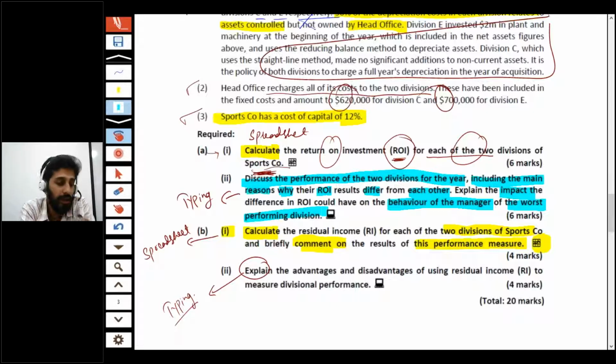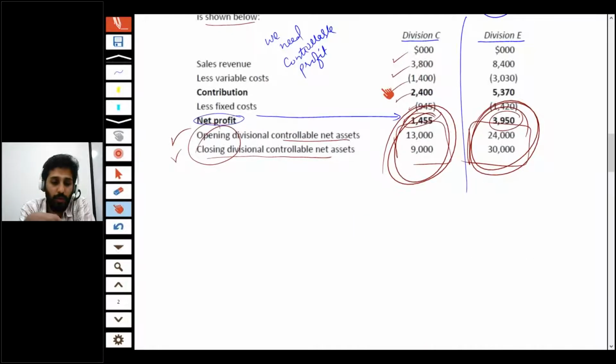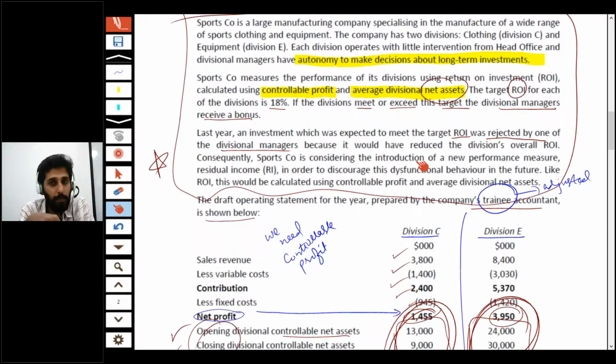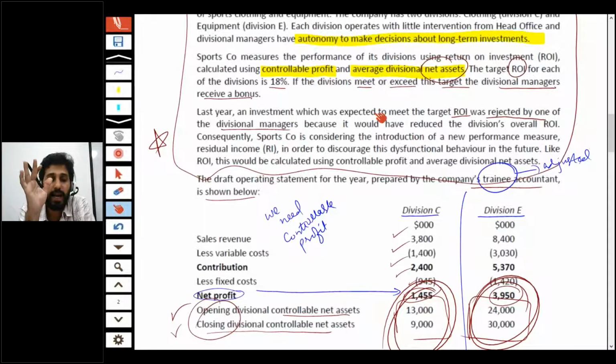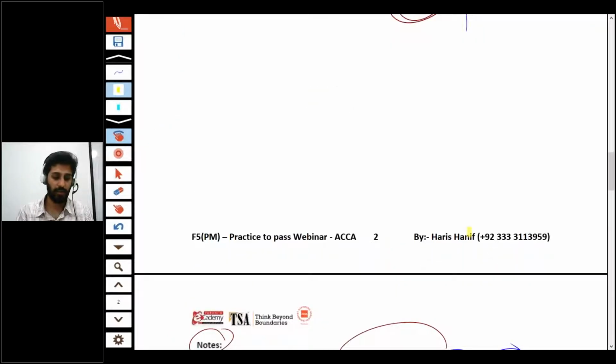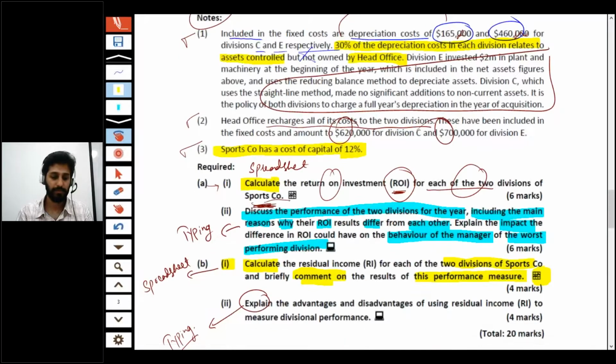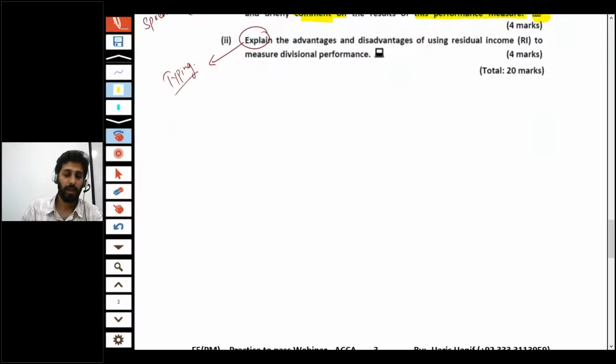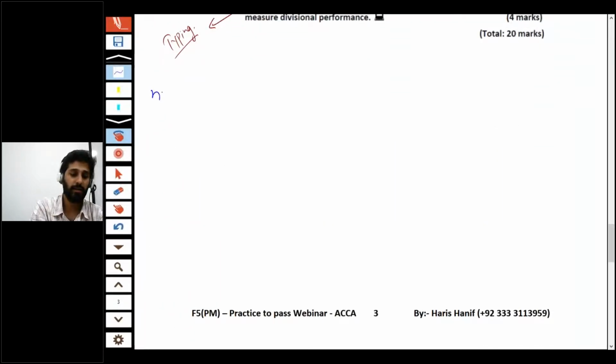And now for the information which I put on hold, I am going to resume from this paragraph, because I did not read it. Last year, an investment which was expected to meet the target ROI was rejected by one of the divisional managers. First of all, I'm now going to write one thing. That's a very important note I'm writing here.